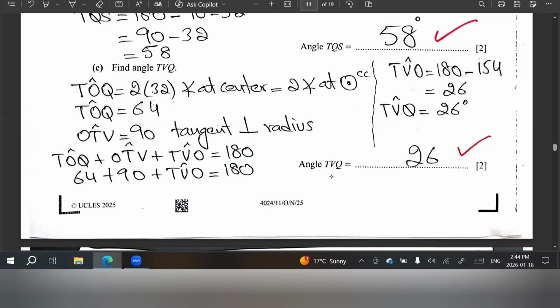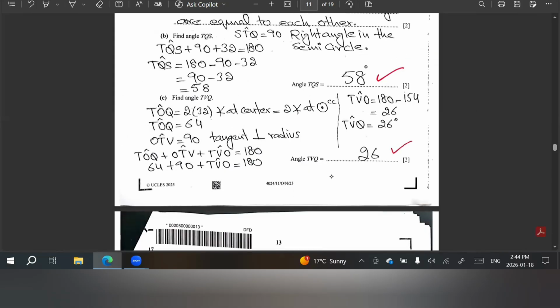Let me reduce the size a little bit so you can see the whole question together.